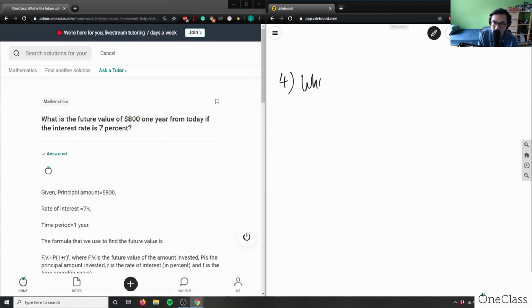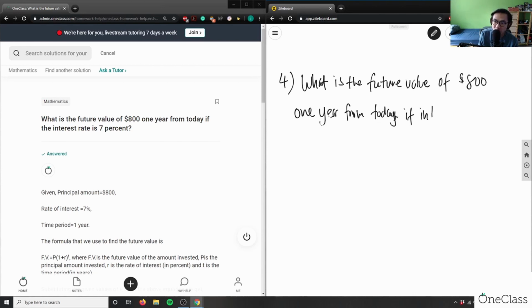What is the future value of $800 1 year from today if interest rate, I misspelled interest, rate is 7%? So what is the future value of $800 1 year from today if interest is 7%?